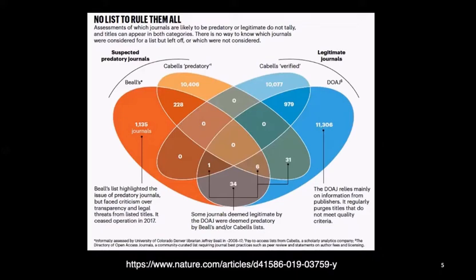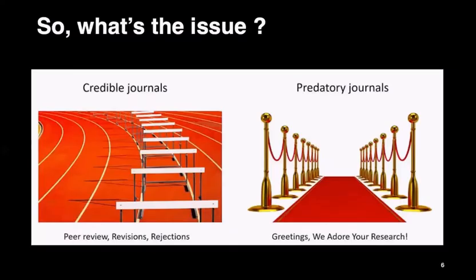Sometimes there's no clear list which can identify what's predatory and what is not. Predatory journals find a way to permeate even Scopus, for example, and Google Scholar is way too inclusive. So what's the issue? What's the problem in that?